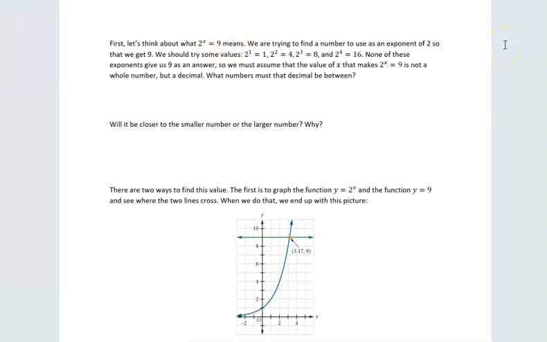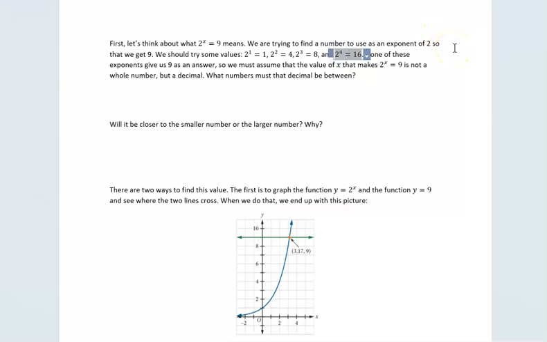Now, logic says, oh, well, maybe we should try some numbers. Sure. 2 to the first power is 1. 2 squared is 4. 2 cubed is 8. And 2 to the fourth power is 16. None of those are 9. Having said that, we have 8 and we have 16. And 9 is in between them.